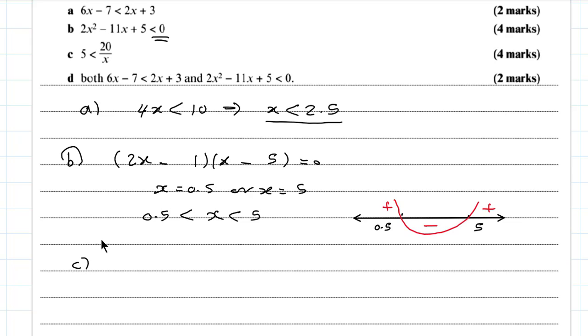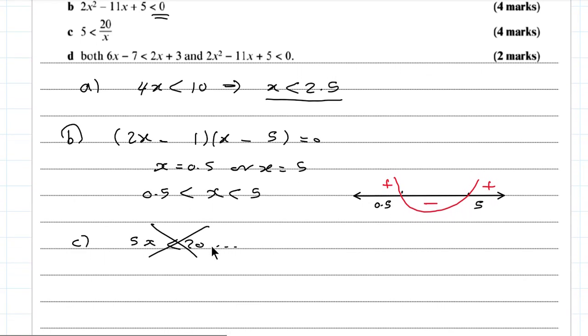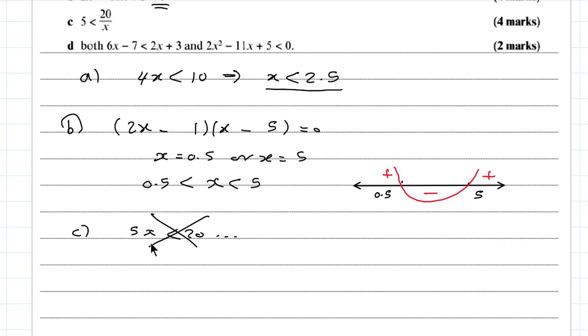For part C, C is a very tricky question because 5 is less than 20 over x. Some students told me, okay, we can multiply by x to get 5x less than 20 and complete the solution, but this is wrong because we can't multiply by a variable, since this variable may be negative, and in this case we should switch the sign of the inequality. To keep the sign of the inequality, we must multiply by a positive quantity, which is x squared.